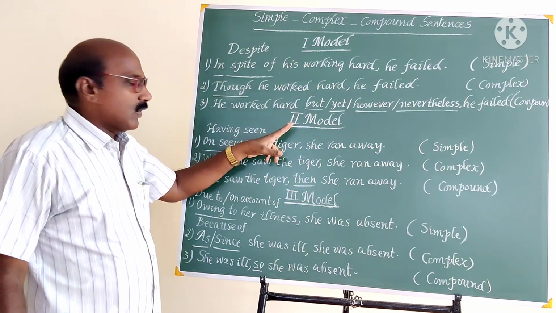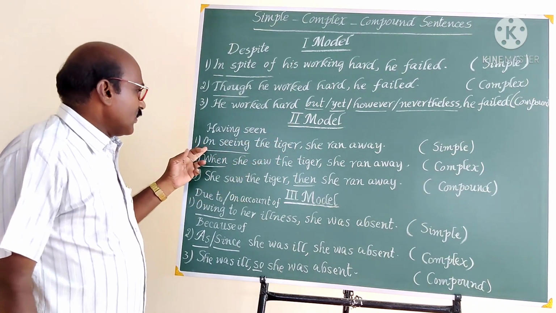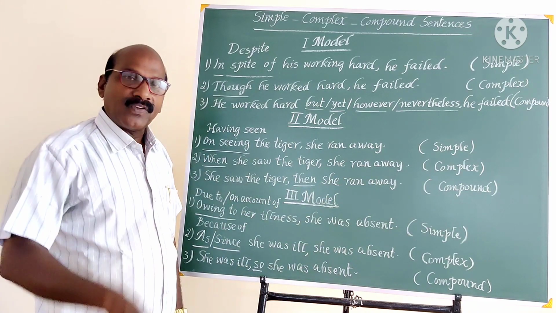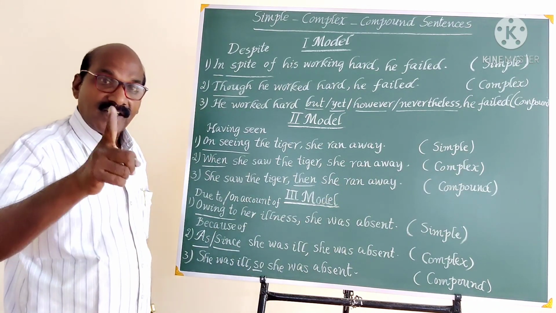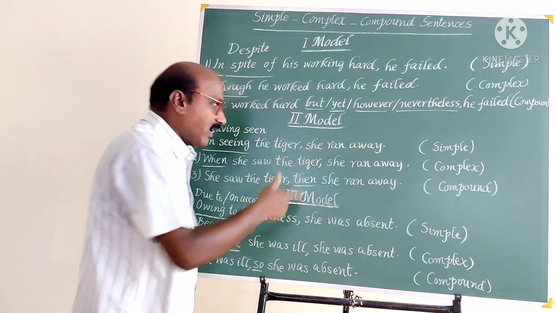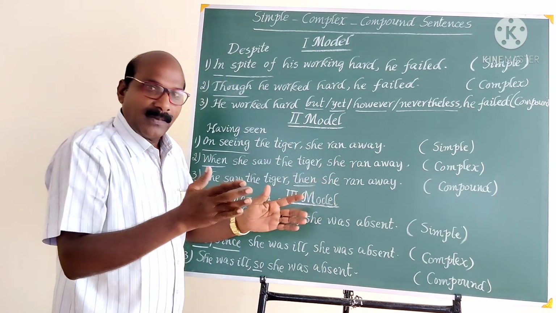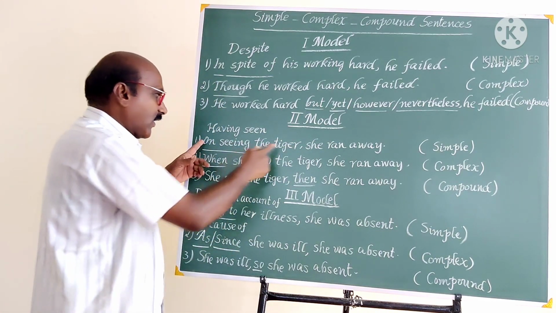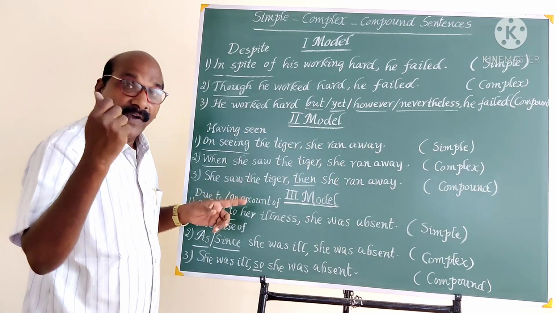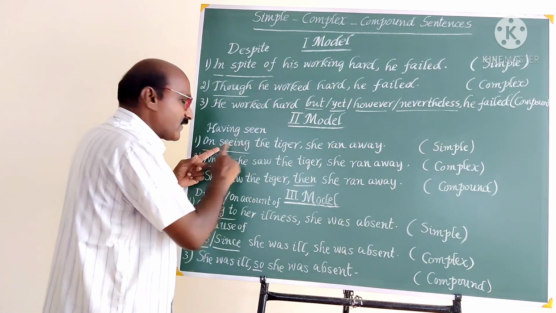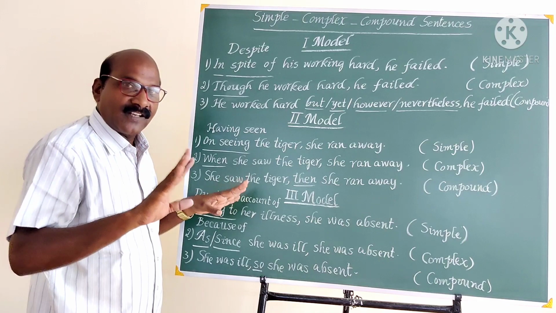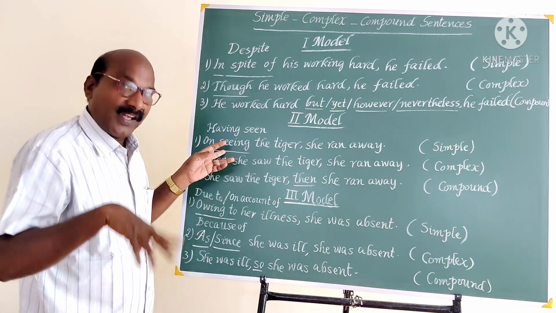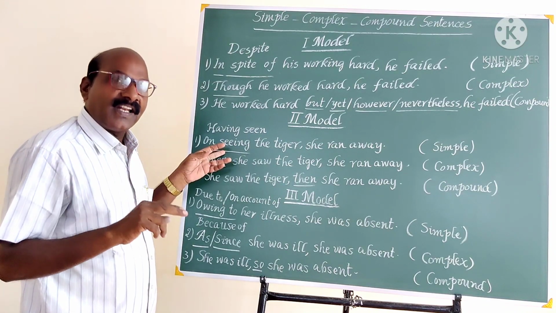And next, coming to the second model. On seeing the tiger, she ran away. It's a simple sentence because it has only one main clause, that is she ran away. It itself gives a complete meaning. And all this is a phrase. It is not a clause because a clause must contain a finite verb. And here on seeing is not a finite verb. It does not indicate any tense. It is a verb, but it is the non-finite verb.